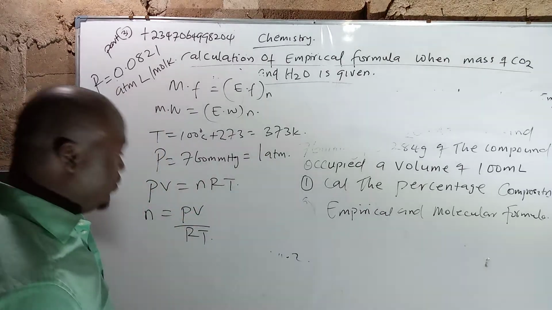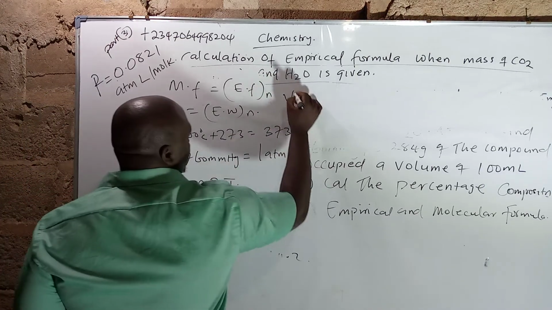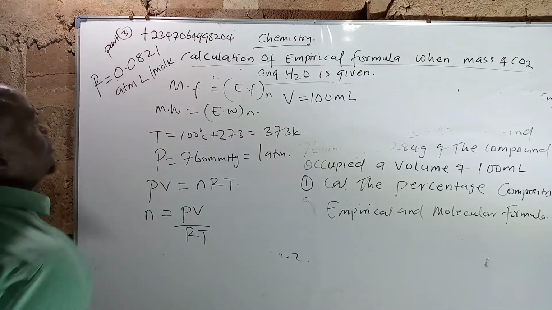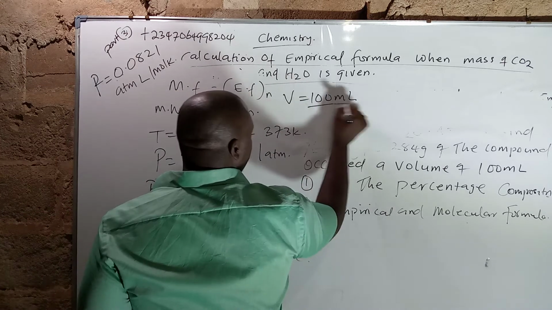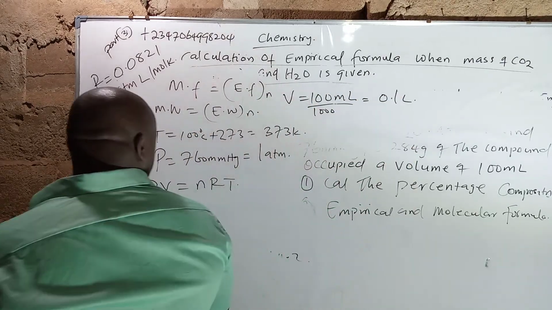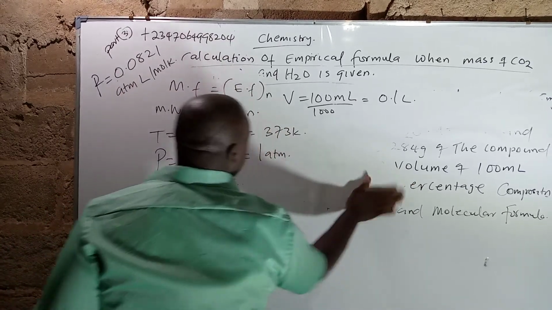And in the question, we were also given that the volume was 100 milliliters. We have to convert it to liters, because for you to use this R, your volume must be in liters. So we have to divide 100 by 1000, which will give you 0.1 liters, right? Now, all we need to do is insert these values and start solving.